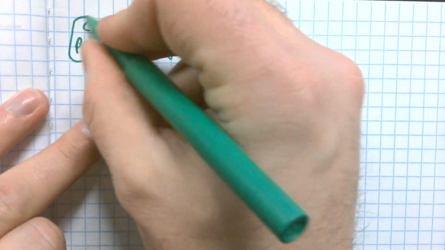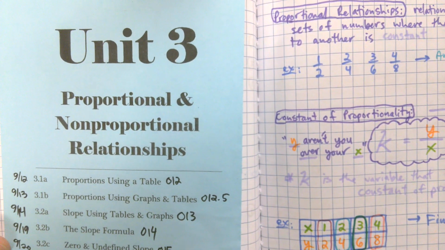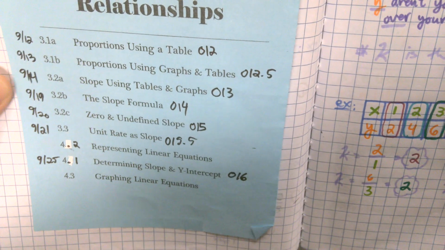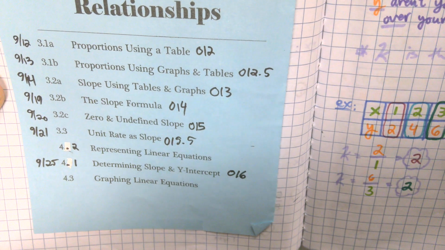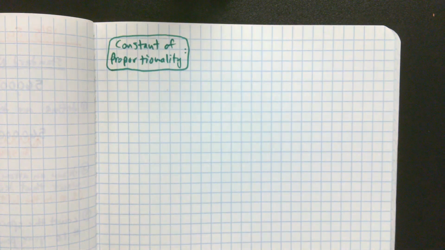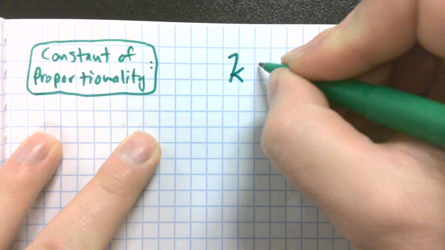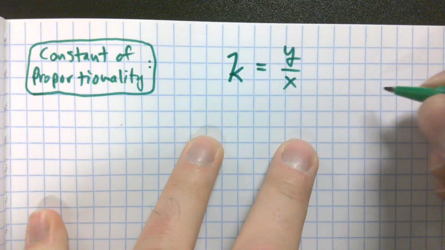Getting into Unit 3 now. Unit 3 was our last blue unit. Looks like this, right? Talking all about, oh, this was a long one. We're talking about proportions, slope formula, slope and y-intercept, all of our favorite things in the world. Starting off with the constant of proportionality, which is, of course, k is equal to y over x.